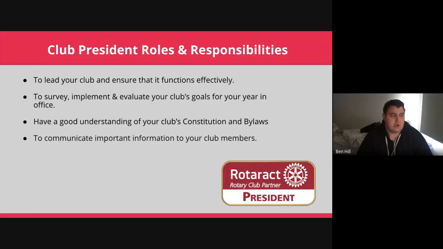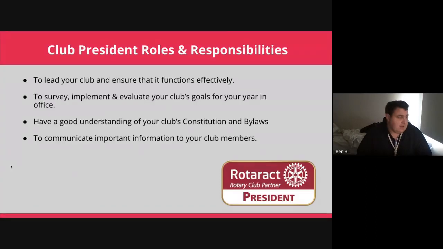Next, it's important to communicate important information to your club members. So you're going to be getting information from a wide variety of sources, generally Rotaract Australia, Rotary International, and then sometimes you get things from your Rotary District and sponsor clubs too. So it's important to stay up to date with those email lists and with the social media of those different organisations.